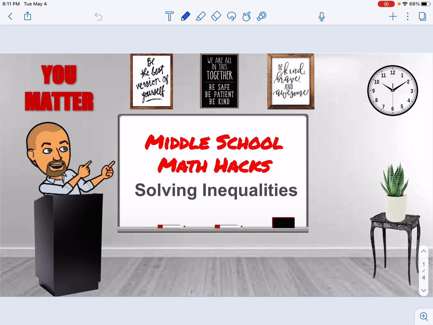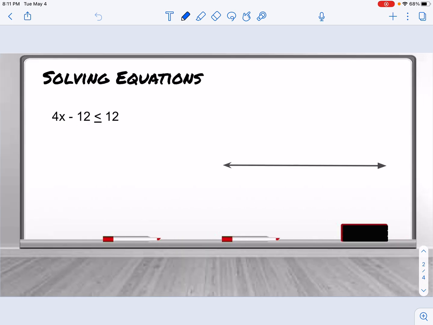So today we're going to talk about how we solve and graph inequalities. Remember, an inequality is just like an equation, but we're using an inequality symbol, like less than, greater than, less than or equal to, or greater than or equal to. We're going to solve it just like we would an equation, but we're using an inequality because we can have more than one answer. We can have all the numbers less than or greater than an answer.